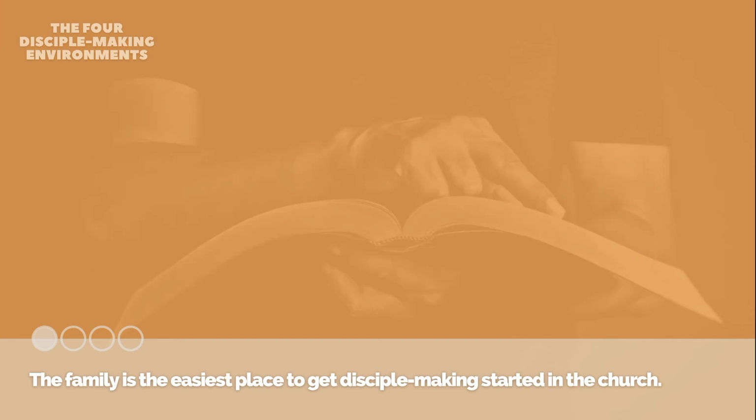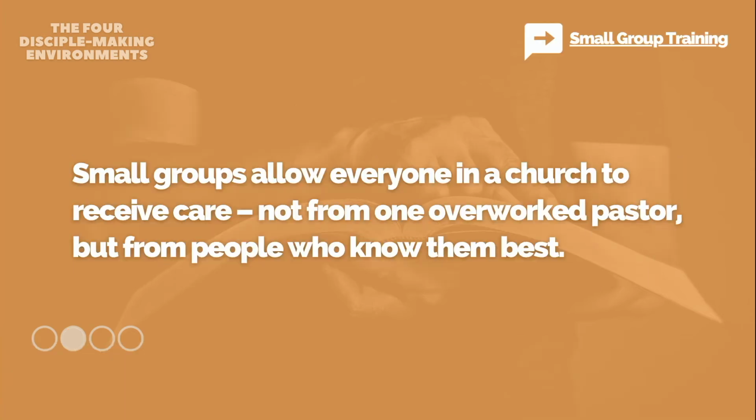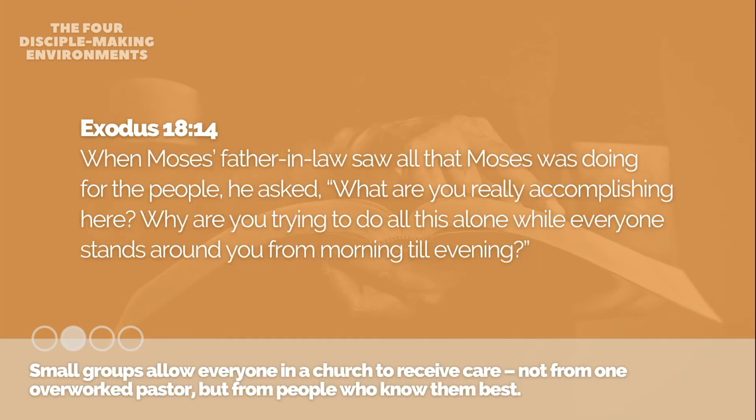Now, the second environment for disciple making is the small group. This is where everyone in the church can receive care, not from one overworked pastor, but from people who know them best. We talk about this a little bit more in our small group training series online. Back to Moses in the wilderness, when his father-in-law saw all that he was doing, it's kind of like he was the solo pastor for this massive church. The father-in-law asked, what are you really accomplishing here? Why are you trying to do all this alone while everyone stands around you from morning till evening?